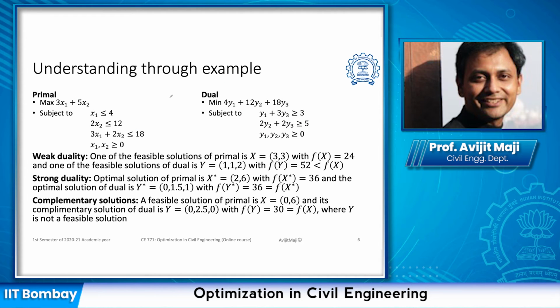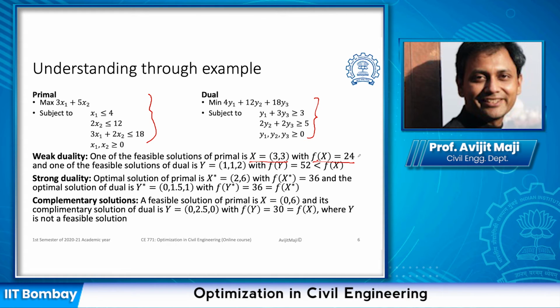Here we are taking the same example, where we have the primal problem here and the dual problem indicated here. In case of weak duality, one of the feasible solutions of the primal is x equal to 3, 3, which is x1 is 3 and x2 is 3. We see that it satisfies all the constraints and hence it is a feasible solution. However, it might not be the optimal solution. In this case, the objective function value is 24.